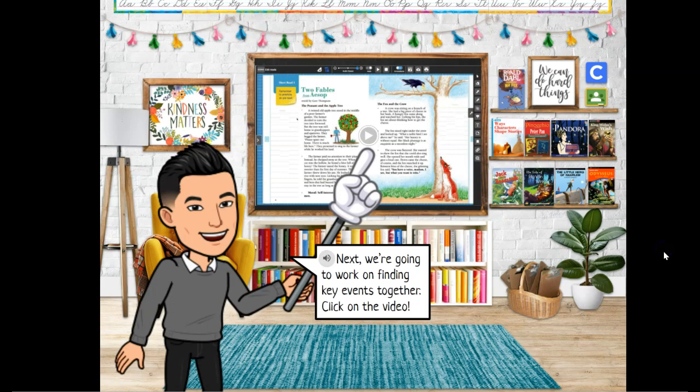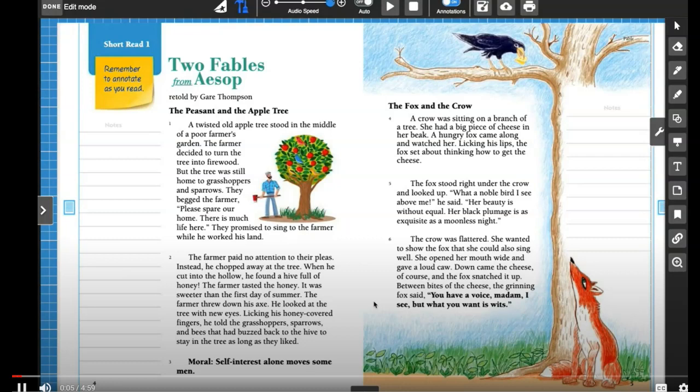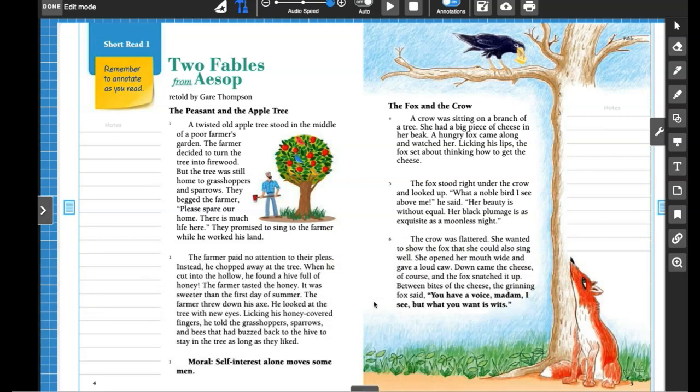Next, we're going to work on finding key events together. Click on the video. Hi, third graders. We are going to work on two fables from Aesop, and we are going to be looking for key events in the story. Key events are a little bit like key details. The word key means very important to our understanding of the story. So key events are the most important events in the story, and those events are the ones that are going to move the story forward. They're going to affect or influence what happens next. Okay? So we're going to start with the beginning of The Peasant and the Apple Tree, and we are going to look for key events that move the story forward.